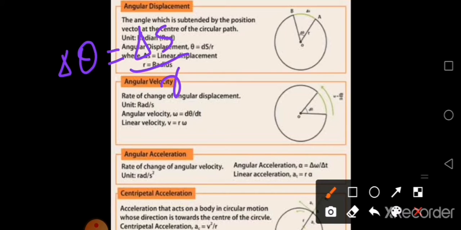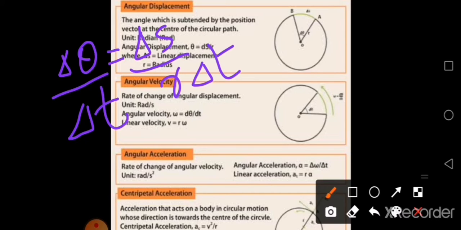Now, what are you going to do? You're going to divide both the sides by delta t. When you divide both the sides by delta t, delta theta upon delta t will be equal to delta s by r into delta t. Now, if this time interval delta t is infinitesimally small, that is delta t tends to 0, then how will you apply the limits?